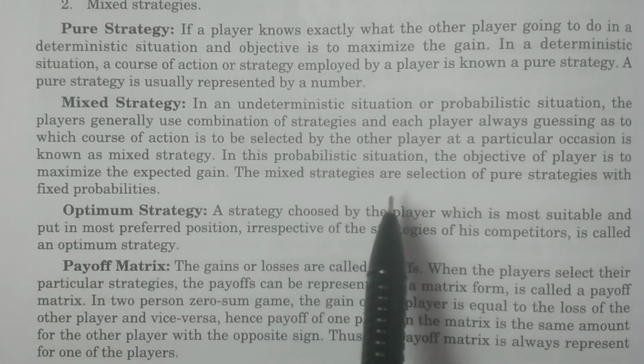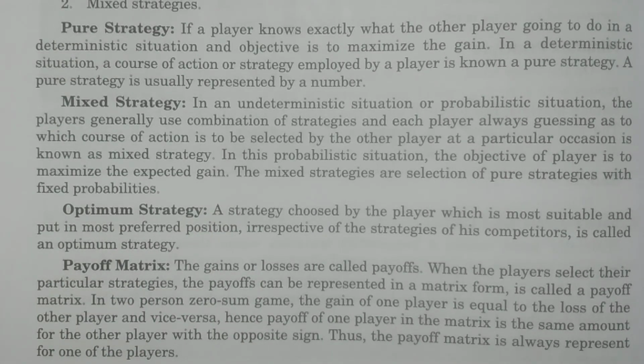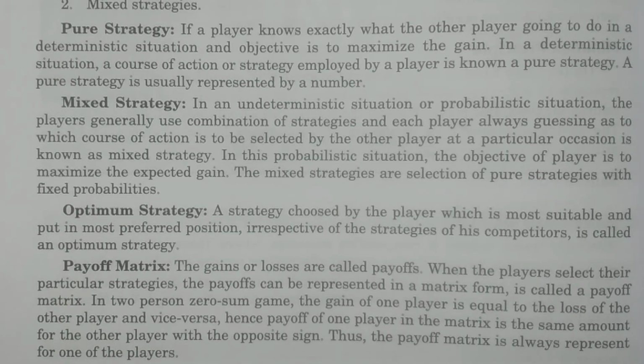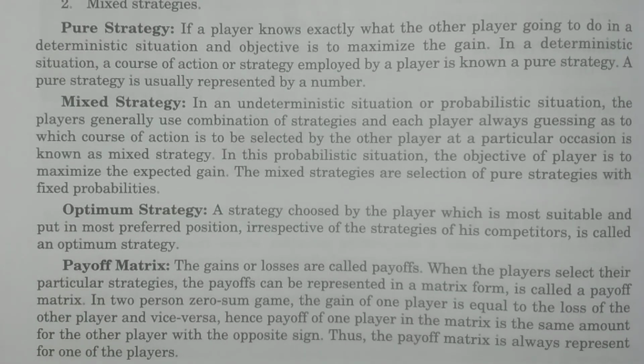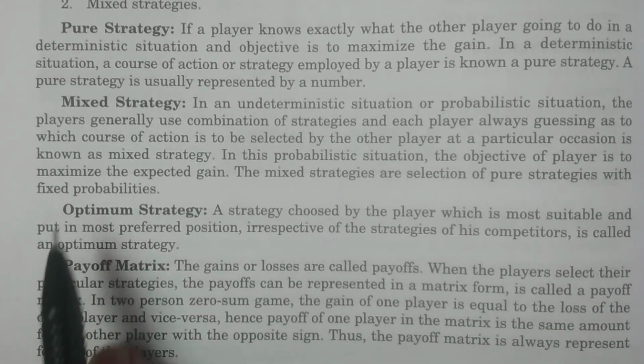In this probabilistic situation, the objective of the player is to maximize the expected gain. Now the gains are going to be represented by expected gains. In the pure strategy, we are considering a gain or a loss, whereas in the mixed strategies, we have to consider expected gain. What would be the probable gain of that particular person if they use that particular strategy? What chance, how much probability is there for using this particular strategy? Such strategies are known as mixed strategies. The objective is to maximize expected gain.